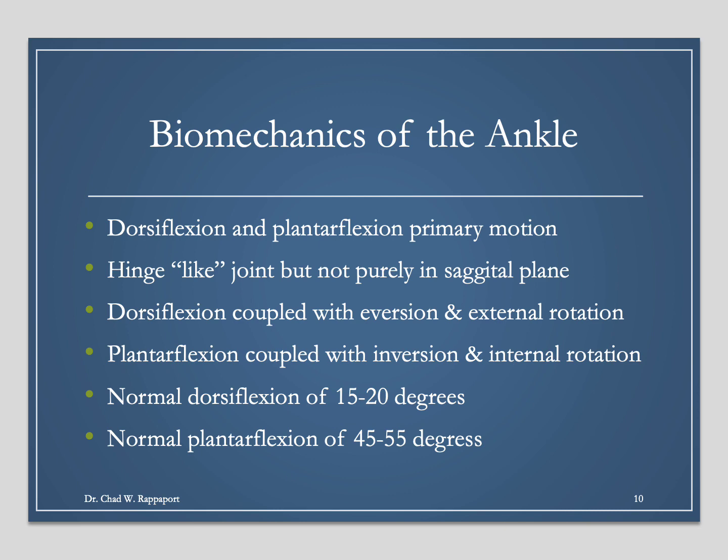Reviewing the biomechanics of the ankle, we recall that dorsiflexion and plantar flexion are the primary motions of the ankle. It's a hinge-like joint, but not purely in the sagittal plane. Dorsiflexion is coupled with eversion and external rotation, whereas plantar flexion is coupled with inversion and internal rotation. Normal dorsiflexion is approximately 15 to 20 degrees, with normal plantar flexion of the ankle joint being about 50 degrees.